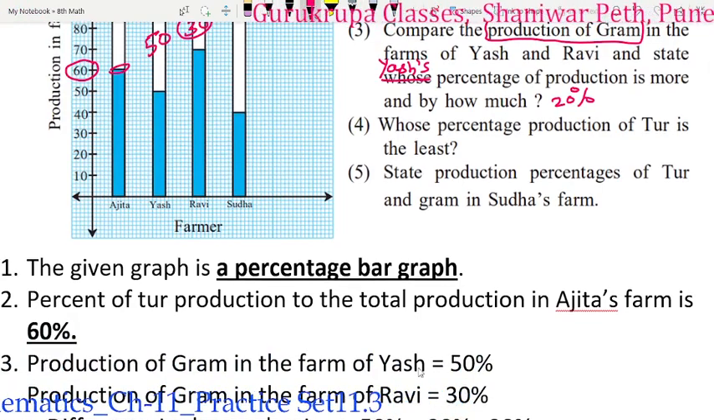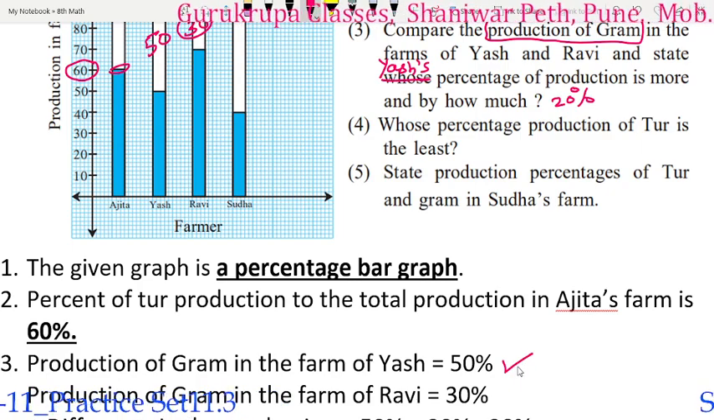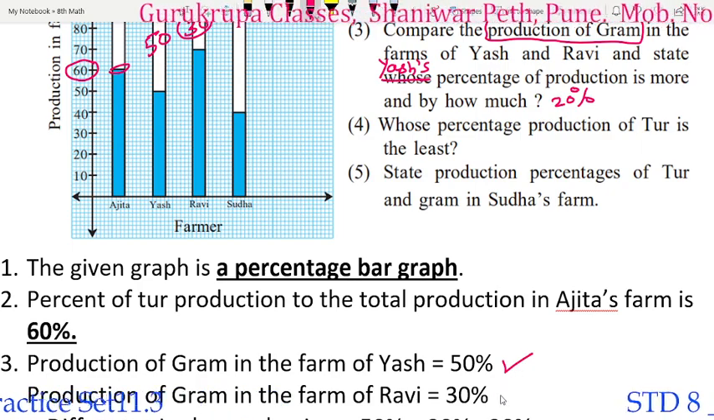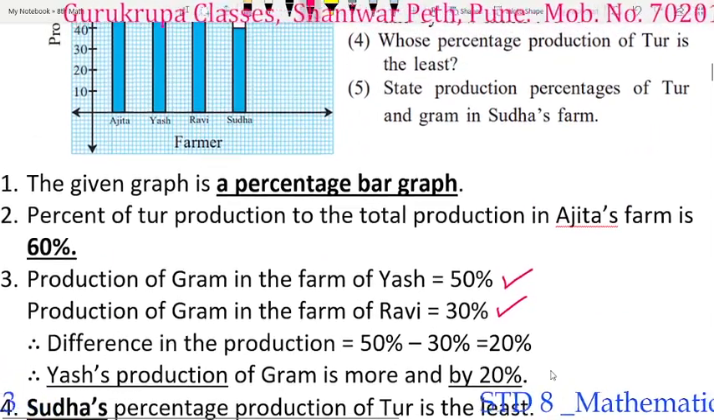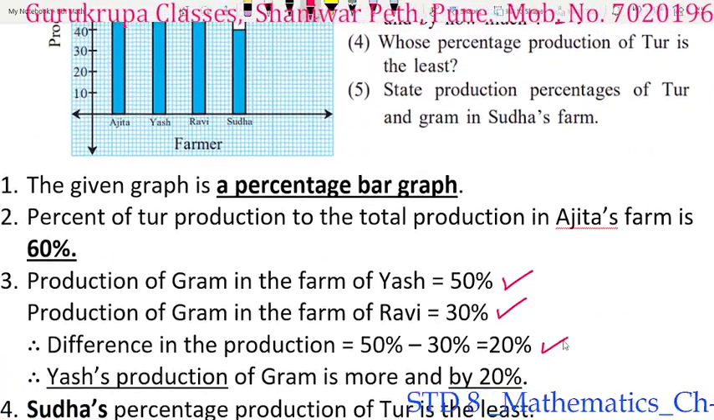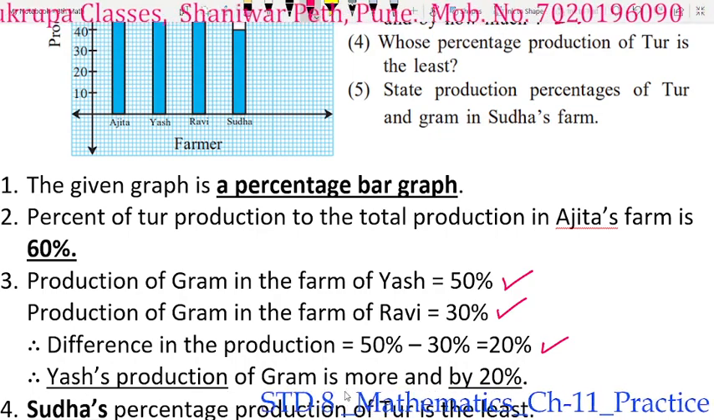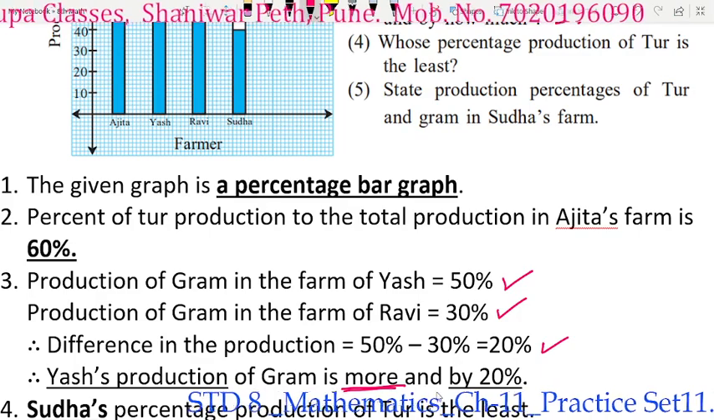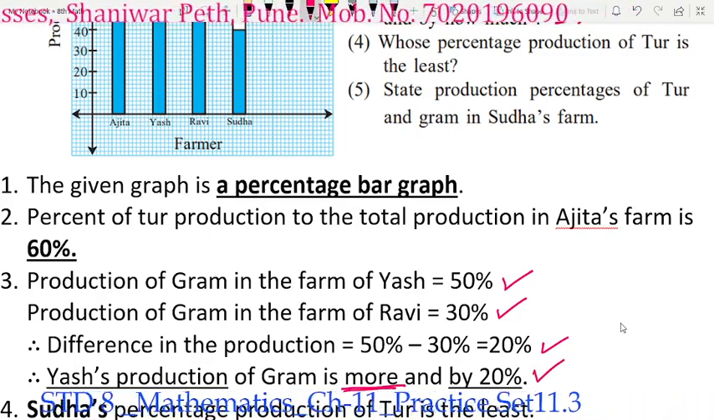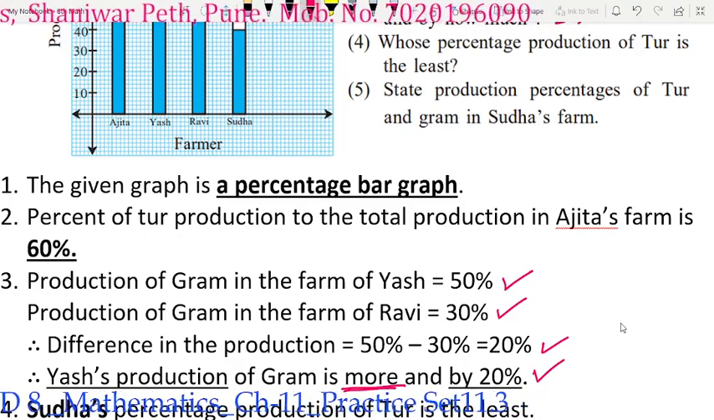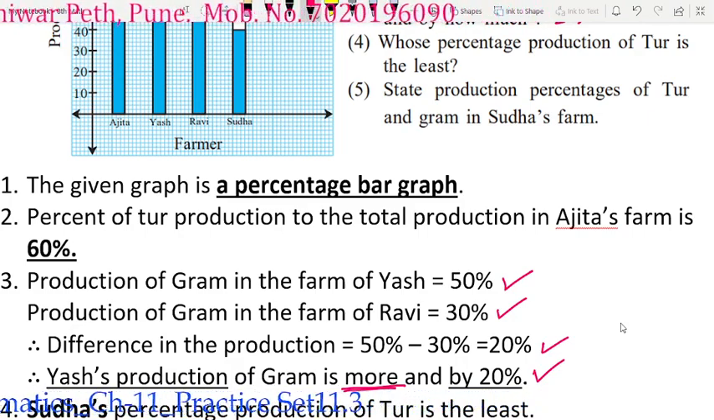Production of gram in the form of Yash is 50% and production of gram in the form of Ravi is 30%. So the difference between that is 20%. So we can say that Yash's production of gram is more, and by how much percent? 20%. 50 minus 30 is equal to 20. So 20% more production of gram in the Yash farm.